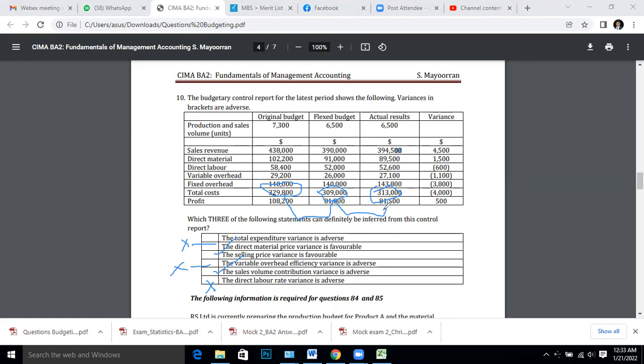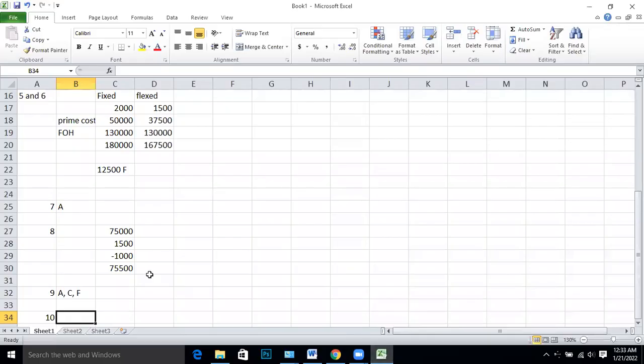Budget expenditure variance means flex budget shows 309,000, but you have spent 313,000. 4,000 additional expenditure, therefore total expenditure variance is adverse. Cost increasing is adverse, isn't it? 4,000 adverse, that is right. So the statements that are right here are ACE.